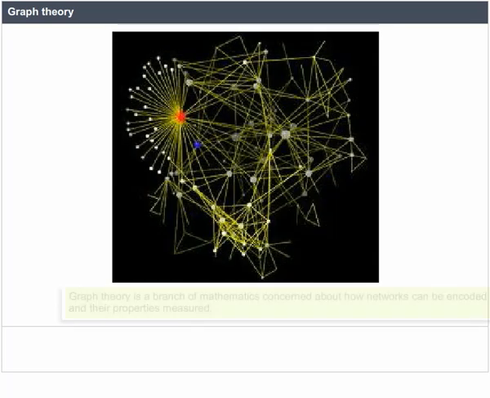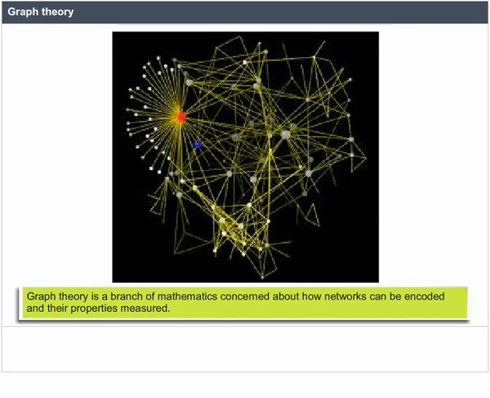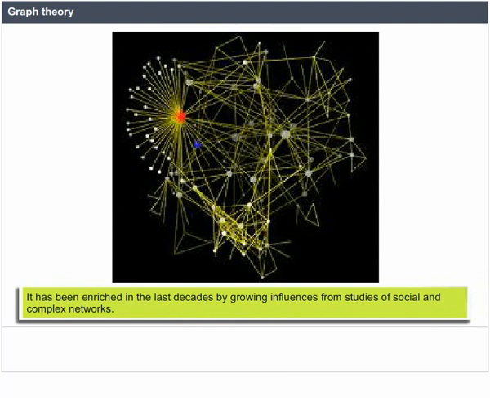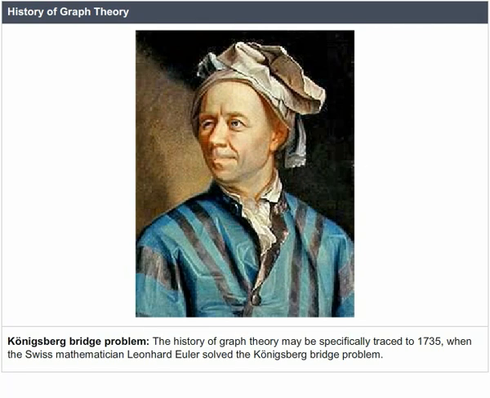Graph theory. Graph theory is a branch of mathematics concerned with how networks can be encoded and their properties measured. It has been enriched in the last decades by growing influences from studies of social and complex networks. History of graph theory. Königsberg bridge problem.